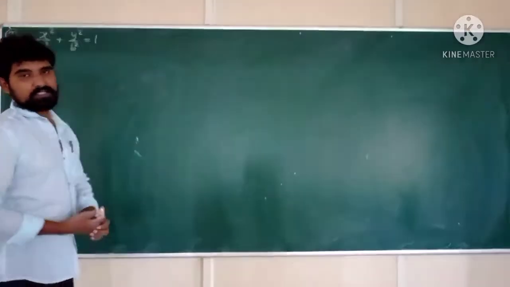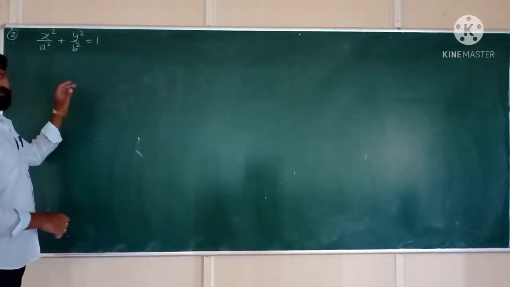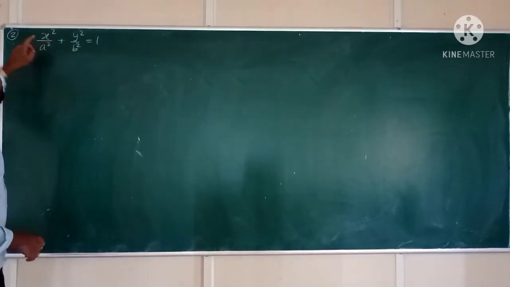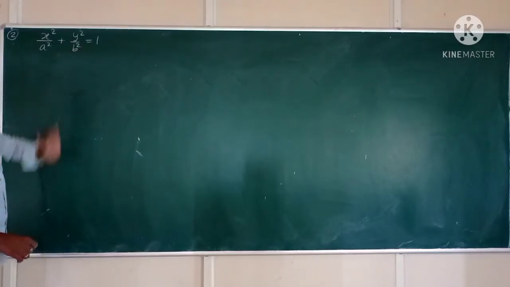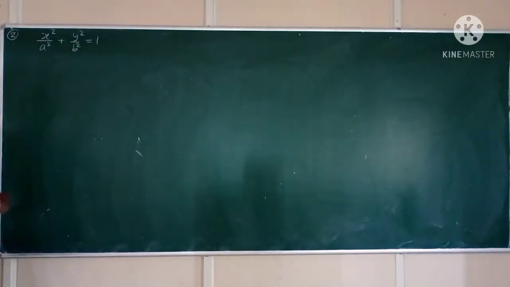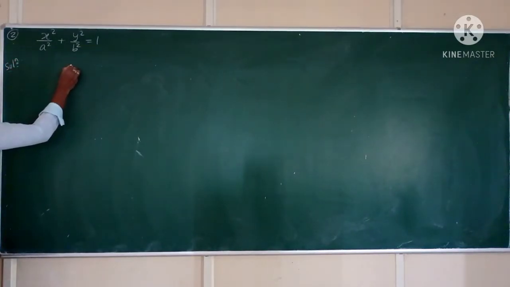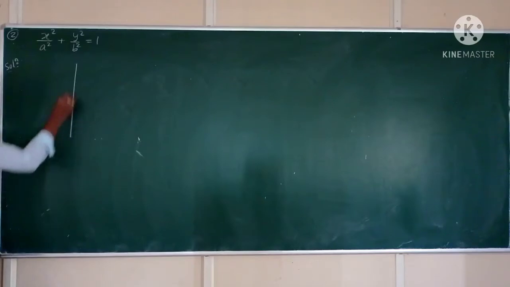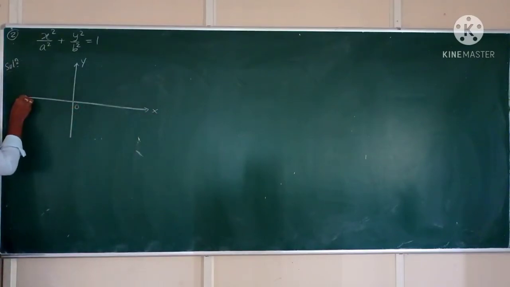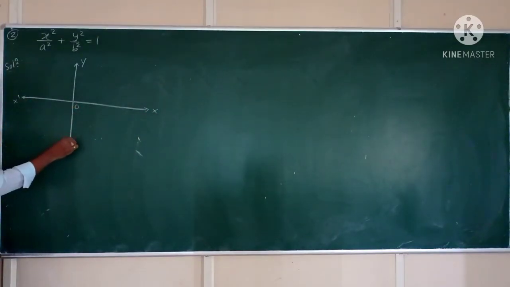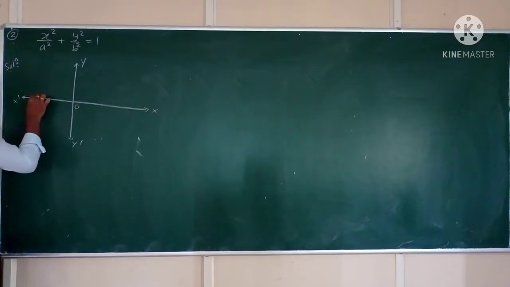So now the second question is, find the area of the region bounded by the ellipse x square by a square plus y square by b square is equals to 1. So let's start the solution. So this is a y-axis and this one is an x-axis, origin, x dash, y dash.